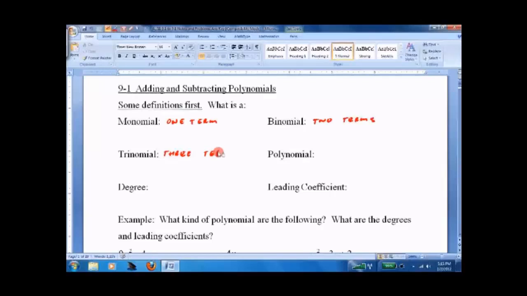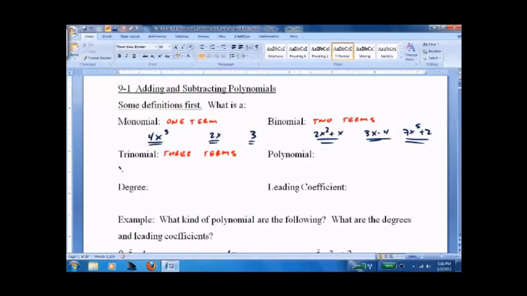So what do we mean by terms? Well, terms are just simple exponents. For example, this would be 4x to the third, or 2x, or 3. Any of these would be considered a monomial. A binomial would be 2x squared plus x, or 3x minus 4, or 7x to the fifth plus 2. Those would all be binomials, two terms.